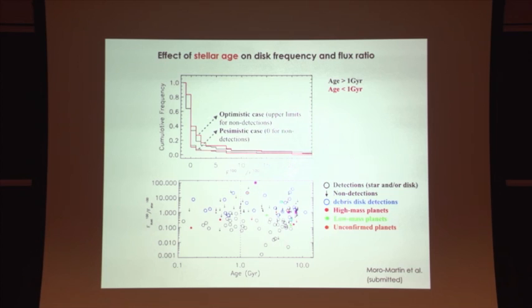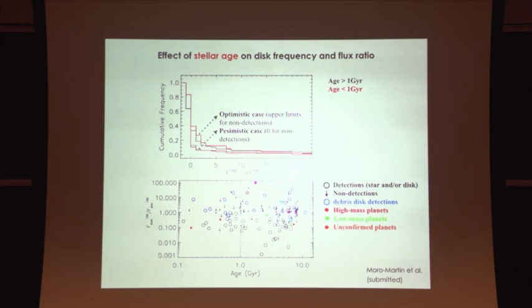And there are two colors here. Black is for stars older than 1 gigayear, and red is for stars younger than 1 gigayear. The top line is the optimistic case, where you adopt the 3 sigma upper limit for all the stars with non-detections, and then a pessimistic case where you assume that the flux for those non-detections is zero. Then we look at whether or not they are different, and we basically have no evidence that the two distributions are different. I'm just showing you the plot, but I can show you the numbers later. So we don't see evidence of evolution on gigayear timescales.